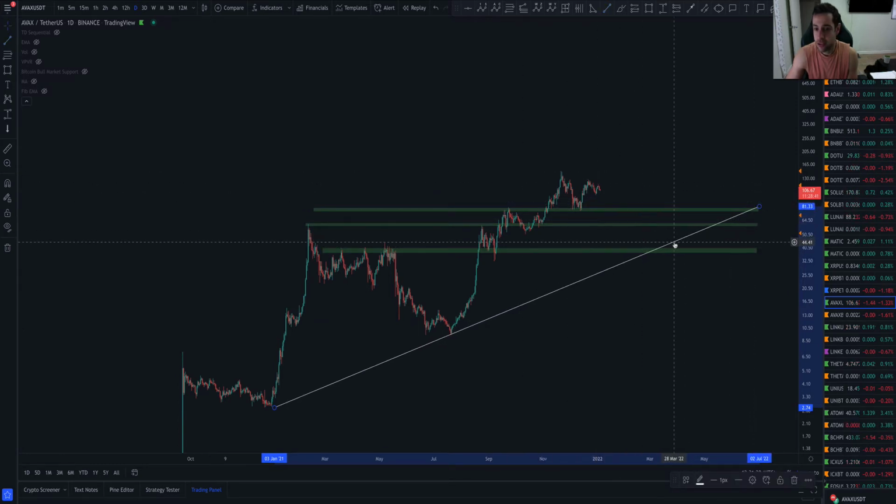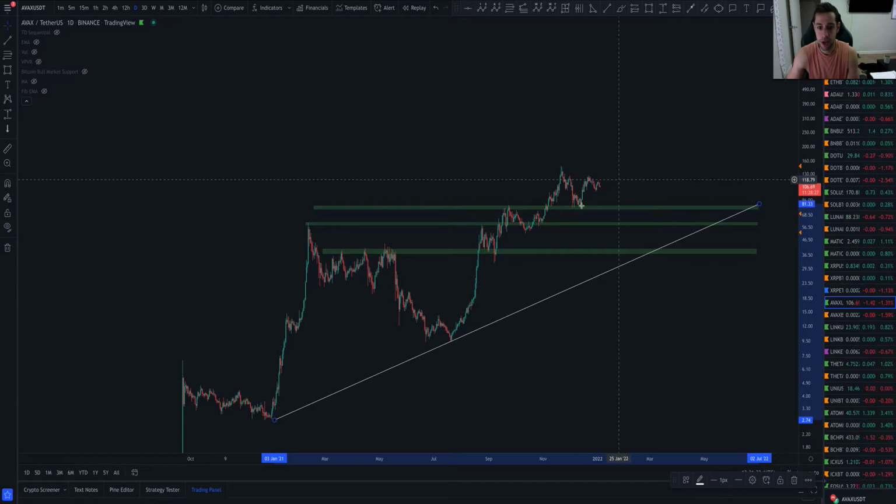So maybe we grind down, is my thinking, in the next few months or whatnot. I do think there is a reasonable chance that AVAX will cool off, move sideways, or grind downwards, because we have been in a big uptrend. But those are the areas that I'll be looking out for.